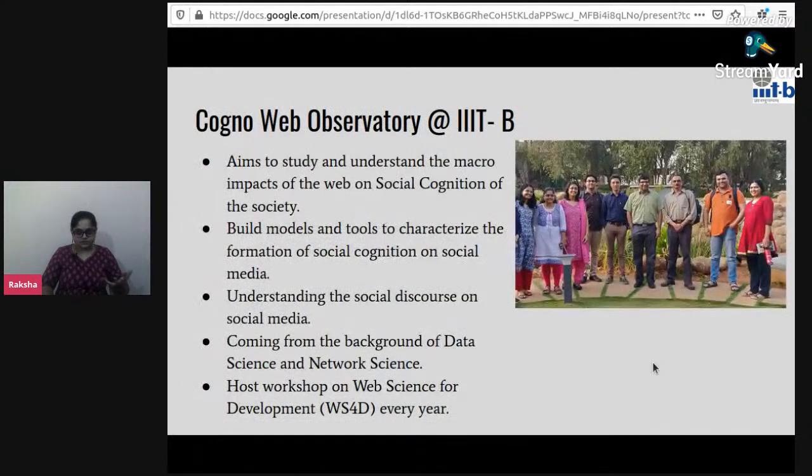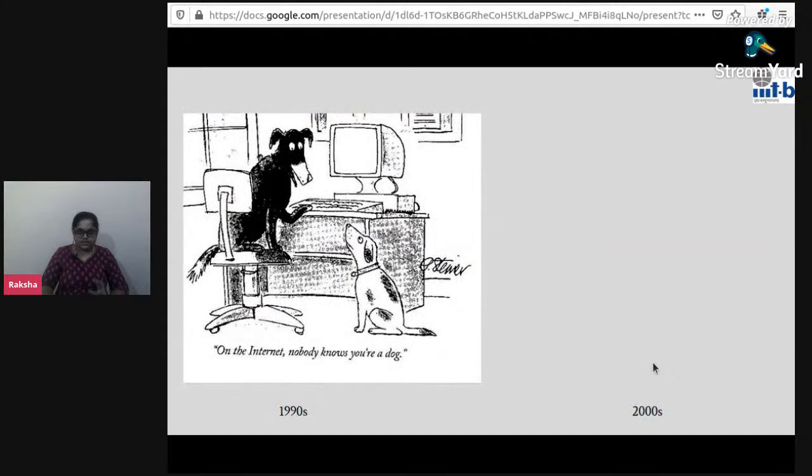So I want to end this whole journey of web science with this small infographic. In the 90s, we had this cartoon, and it kind of defined what the web was at that point, right? There are two dogs, and one is using the internet, and it is saying on the internet, nobody knows I am a dog. And at that point, the web was like that, right? Nobody knows who you are, and you can do whatever you want on the web.